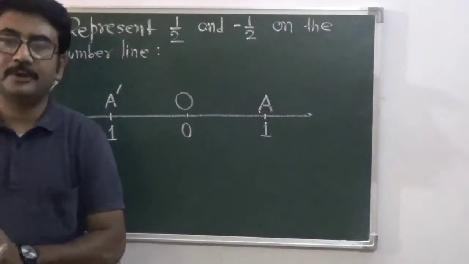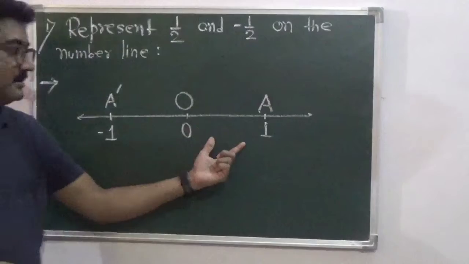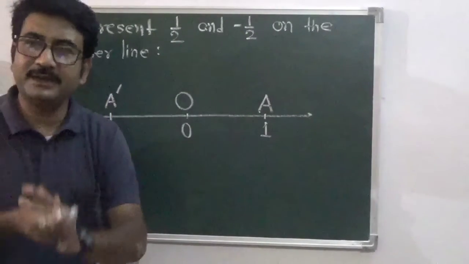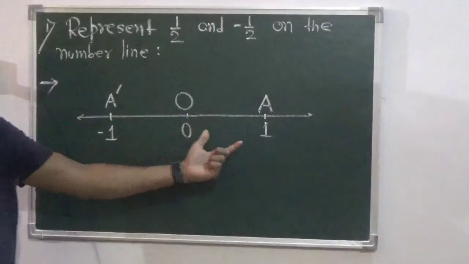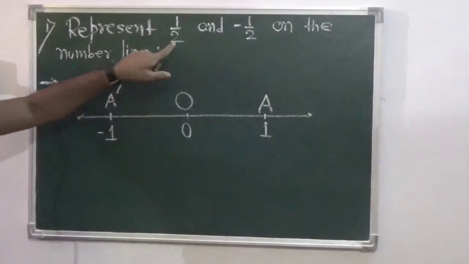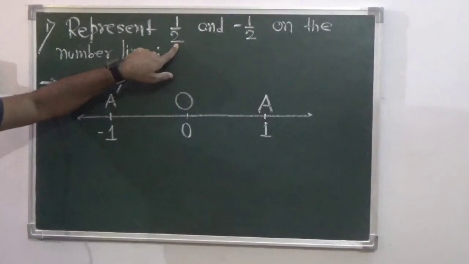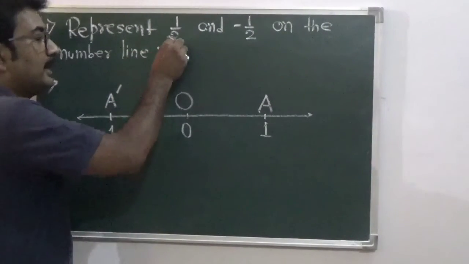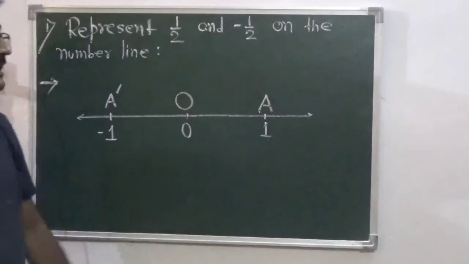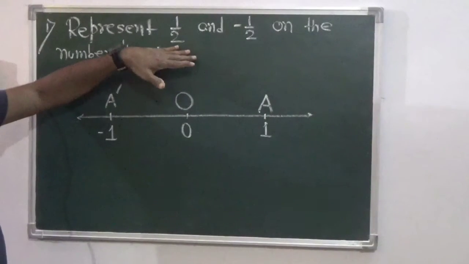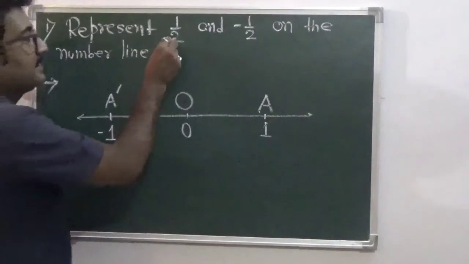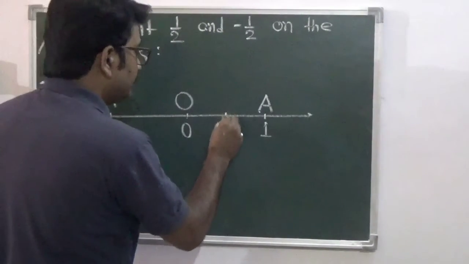The next step will be OA is to be divided into parts. But then how many parts? So OA is divided into 2 parts. Now why 2 parts? Because the bottom of the fraction, if you look into it, the value is 2. So you have to divide this into as many parts as the number appearing in the denominator. Since it is 2, we divide it into 2 parts.